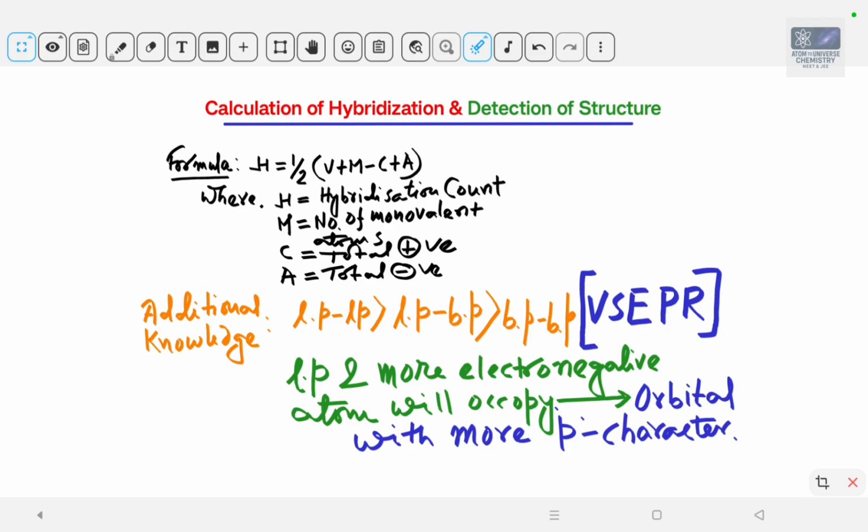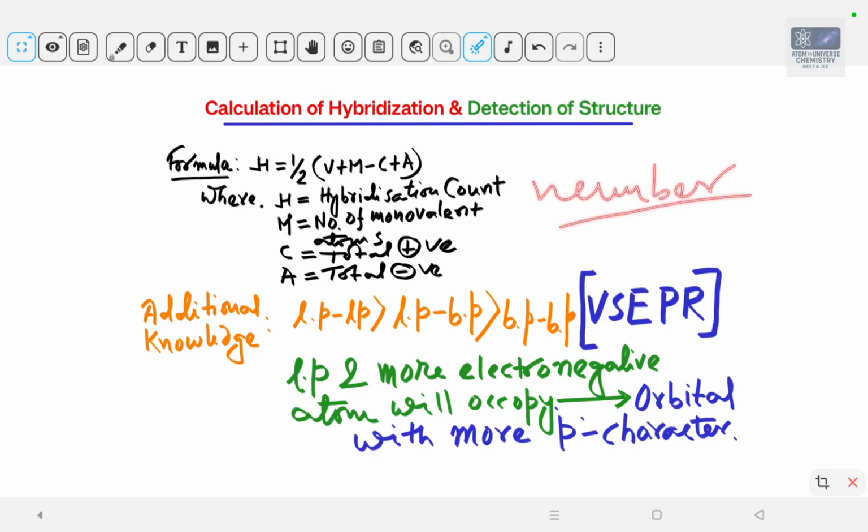Today we will learn how to easily calculate the hybridization, and how from that very calculation we can determine the structure of different compounds and molecules. At first we have to keep in mind a formula: H equals half of V plus M minus C plus A. In that formula, H stands for hybridization count. That actually will be a number.